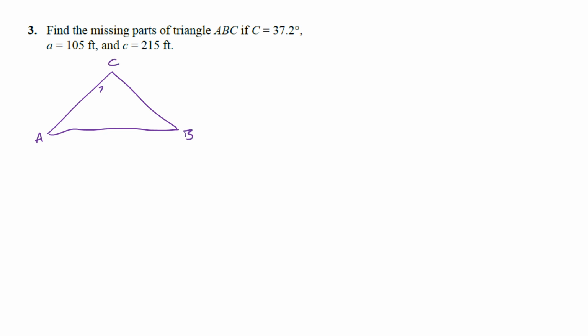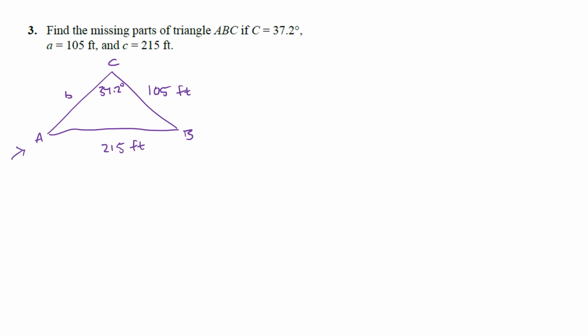So C is 37.2, side c is 215, and a is 105 feet. And this is lowercase b. Okay. So we're trying to find the missing parts here. All right. So the first thing that we can do is find angle A.